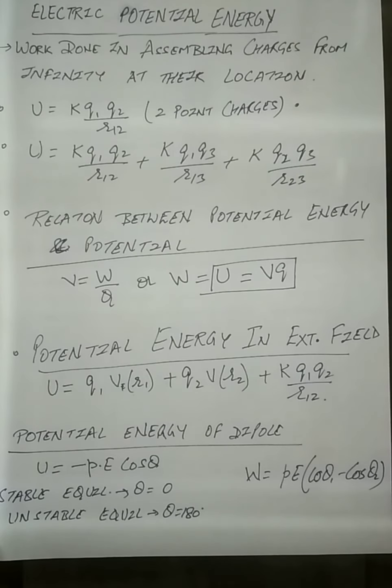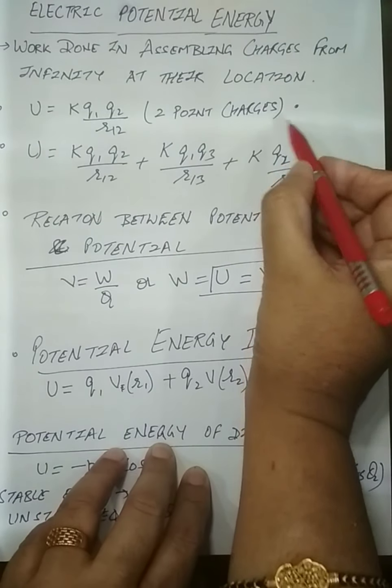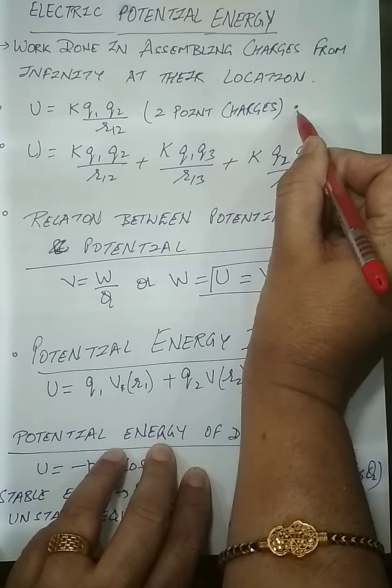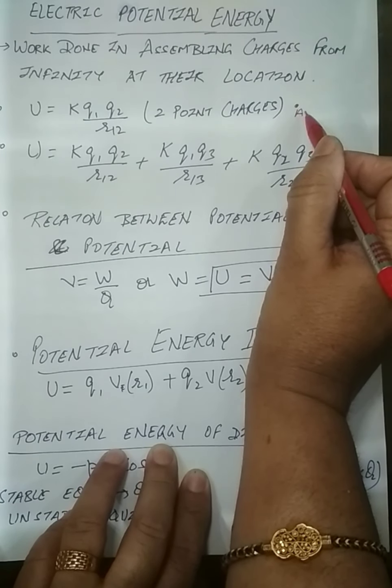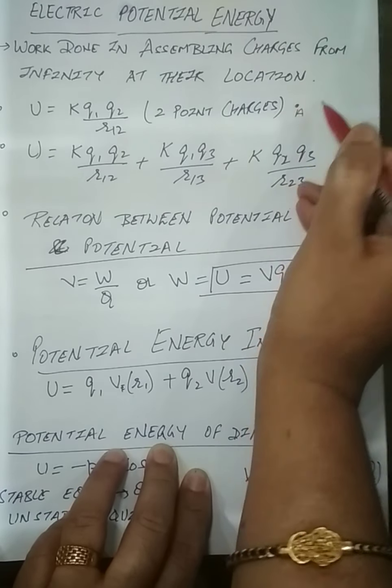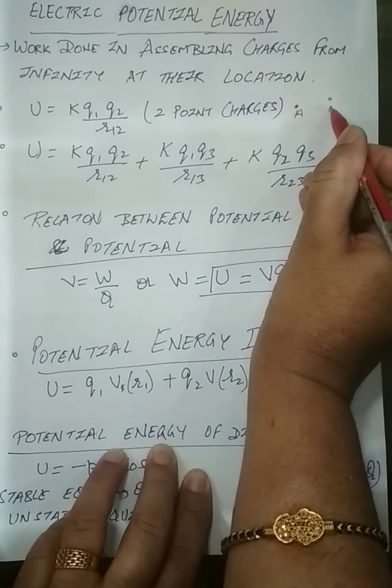So in this class of the mind map, we'll study the electric potential energy. It's the work done in assembling the charges from infinity at their locations. Suppose you have to assemble 2 point charges. We bring the first point charge first, and no work will be done as there is no other charge in its vicinity. So work done in bringing the first charge is 0.